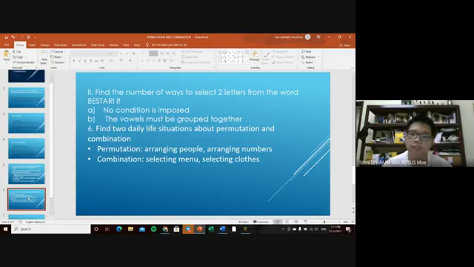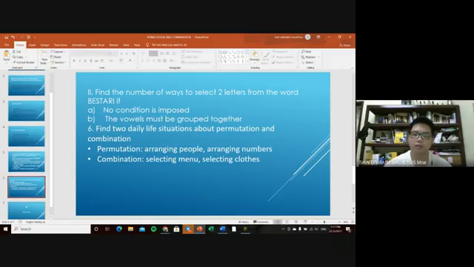Find 2 daily life situations about permutation and combination. Permutation is around arranging people or arranging numbers. Combination would be selecting from a menu or selecting clothes.